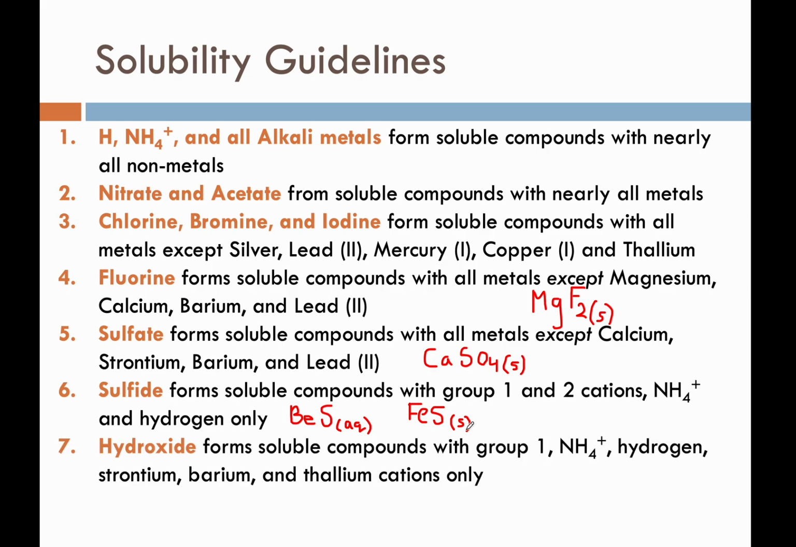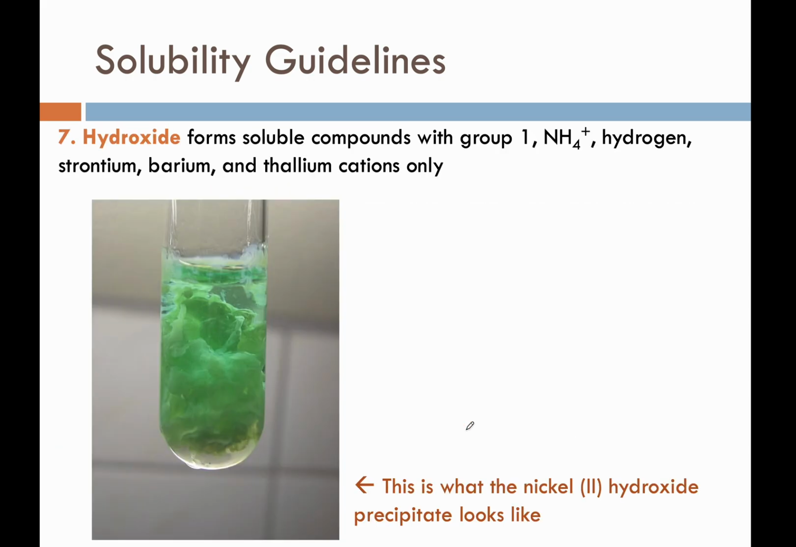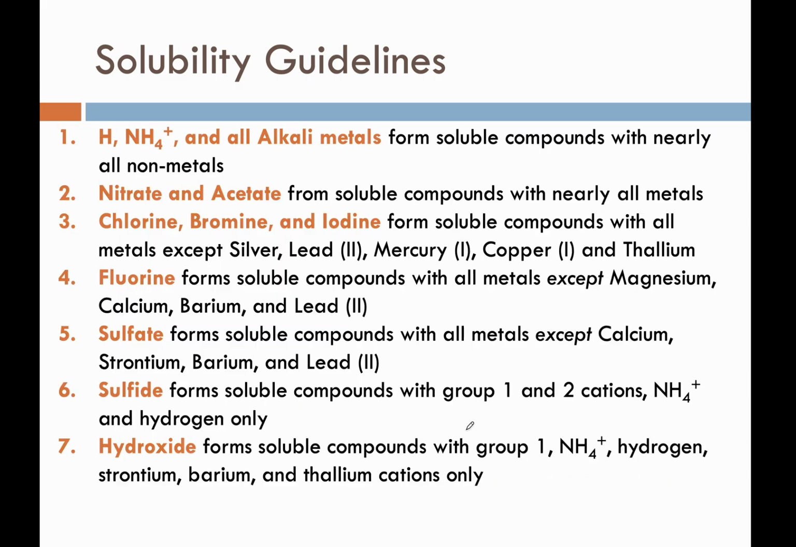Hydroxide forms soluble compounds with group 1, ammonium, and hydrogen, strontium, barium, and thallium cations only. Everybody else will be a solid, but if you want aqueous, you'll need group 1, ammonium, hydrogen, strontium, barium, or thallium. Here is what it looks like if you have nickel 2 bonded to hydroxide, so that makes a solid precipitate, right, because that's not part of those categories that are soluble. And it's kind of a cool, sludgy, cloudy green one, so that's nickel 2 hydroxide.